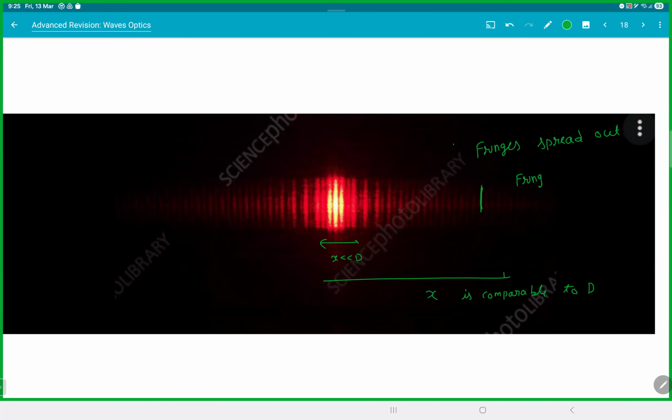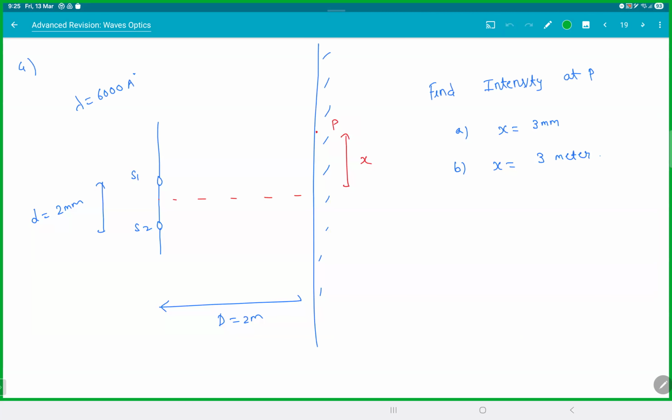So if you go far from the screen, because that formula lambda D by d is derived under the assumption that x is much, much smaller, this is not equal to lambda D by small d if you are very far. So they can ask something like, find the distance between the 300th and the 301st fringe. That will not be lambda capital D by small d.